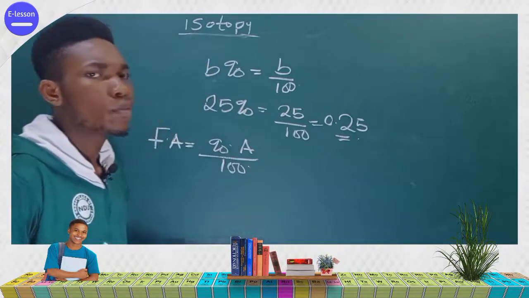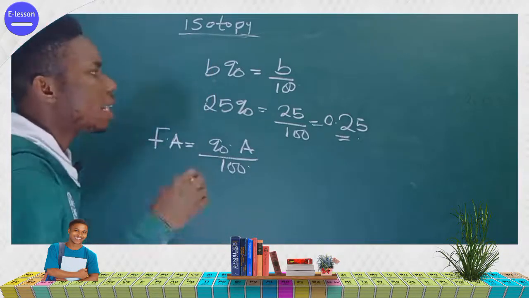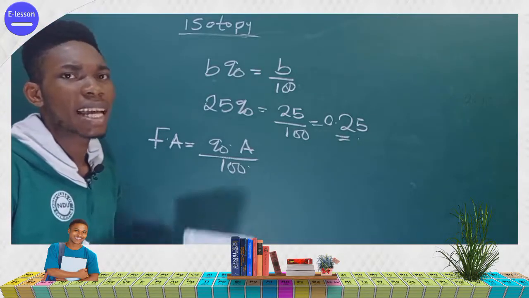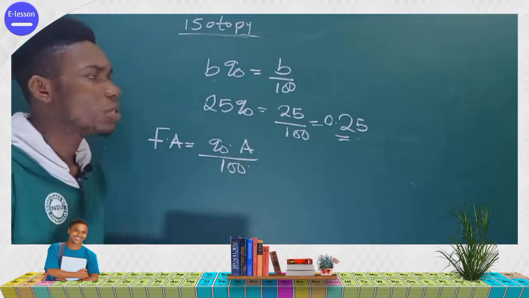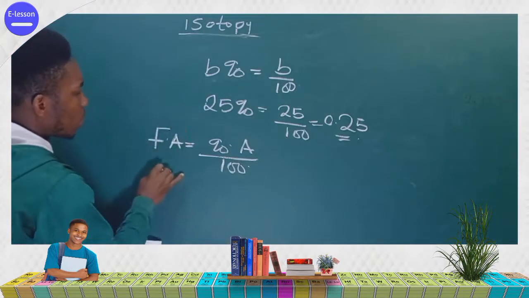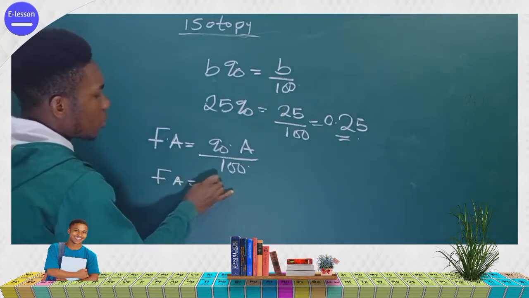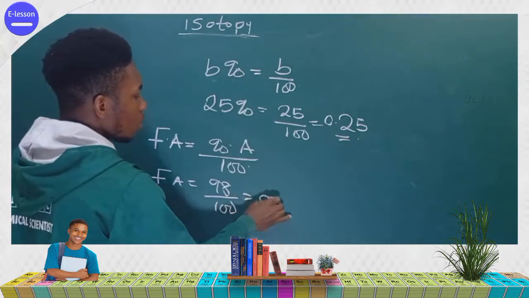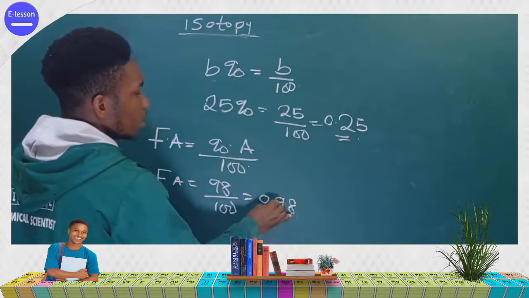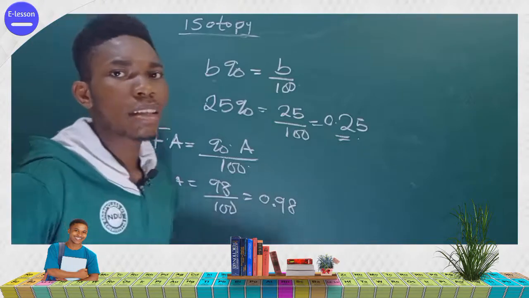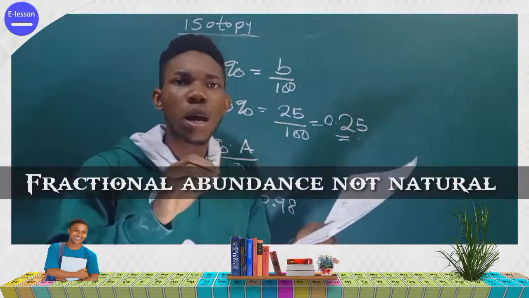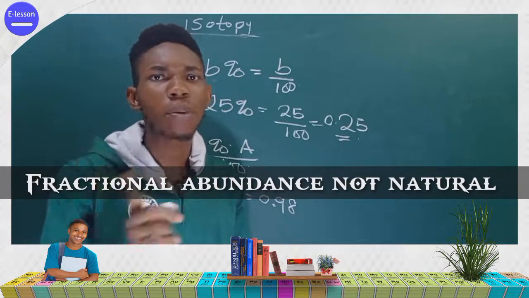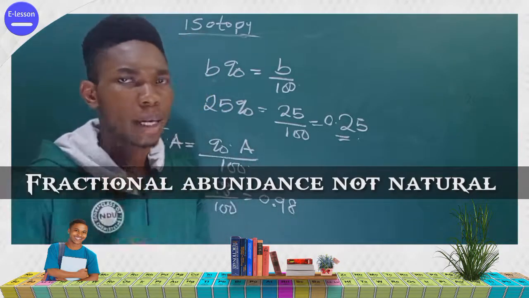So if I give you, for instance, an element with the percentage abundance as 98, how do you convert it to fractional abundance? Percentage abundance is 98. Our fractional abundance will be 98 divided by 100, and this is equal to 0.98. Now, it should be noted that the sum of all natural abundances must be equal to 1. The sum of all natural abundances must be equal to 1. Are we getting it now?